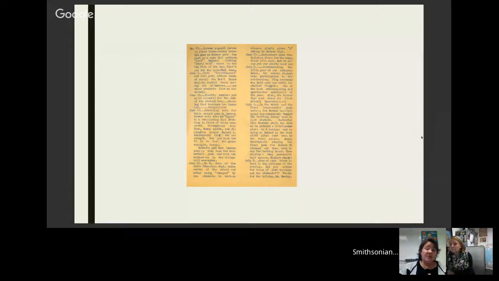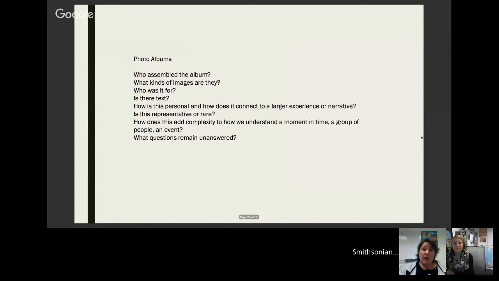Great. So let's talk about photo albums. And then this is sort of the last big chunk that we're going to talk about, and then the other parts will come a little smaller. So don't worry, we're going to get to everything.